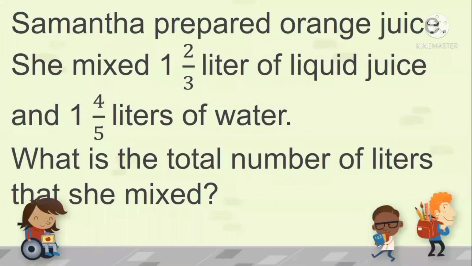Good. Let's have another situation so that you could really master this lesson. Samantha prepared orange juice. She mixed 1 and 2/3 liters of liquid juice and 1 and 4/5 liters of water. What is the total number of liters that she mixed?